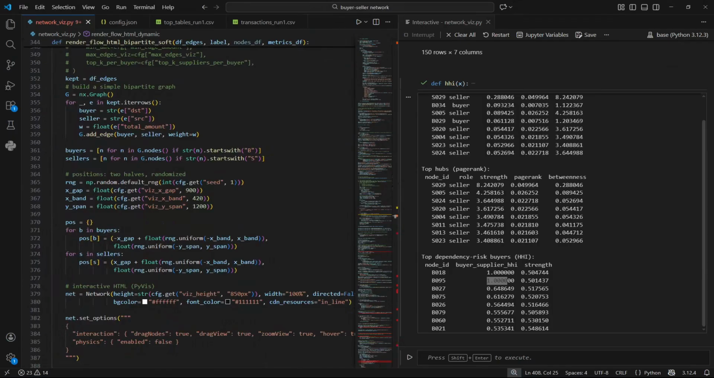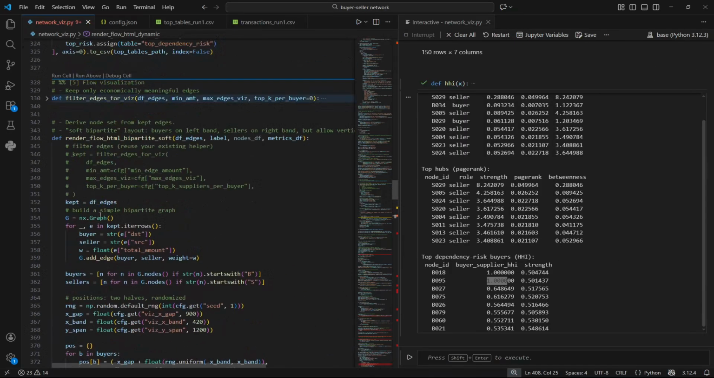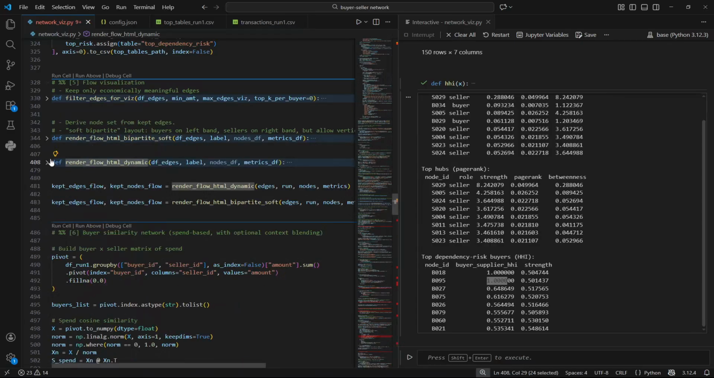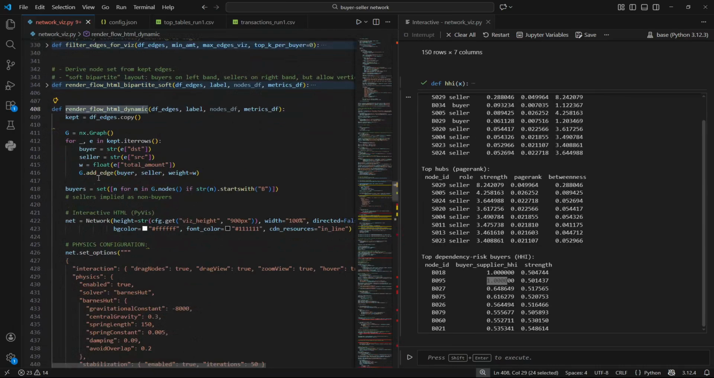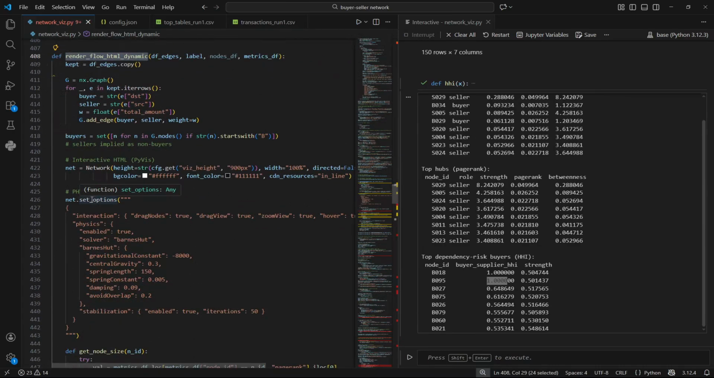And then we also assign different colors based on some cutoff to how large the amount of the weight or trades are in each link. And then we create some more dynamic version as well. So this is the render flow HTML dynamic, where some sort of dynamics is defined by this physics configuration here, and network is the key part that defines that dynamic, more chaotic shape that you saw initially.